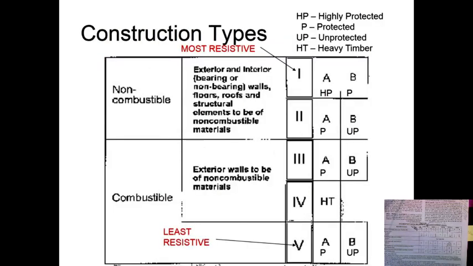Now, this one is showing you what the NFPA or Life Safety Code looks at. That's a little bit different, but I just wanted to show you these because they look at it as non-combustible and combustible. And the HP, which you see here, means highly protected. P means protected, UP means unprotected, and HT means heavy timbers. And their non-combustible is, of course, construction type 1 and 2. And then they have construction type 3 and 4. And the least resistance, of course, is construction 5.